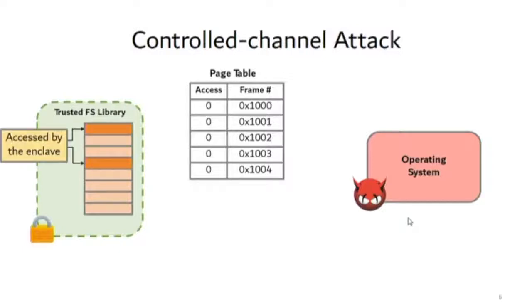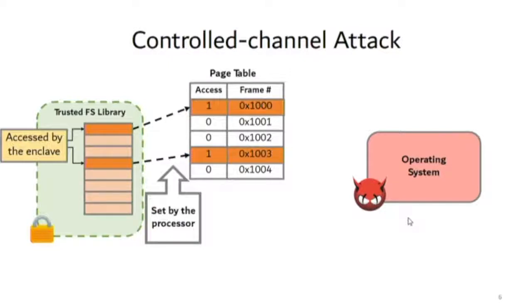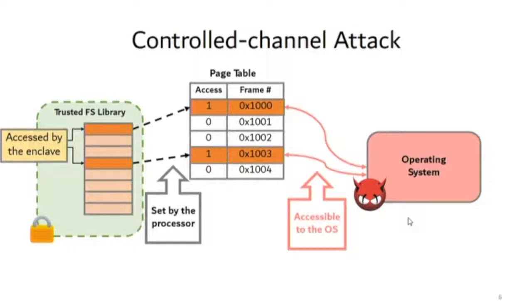What would happen is, let's say the enclave is trying to access certain blocks within this memory region. Implicitly, the processor is going to set the access bit, because that's what the processor does and it's required for a lot of optimizations. So in the page table, it is going to set the access bit on that specific frame, saying this frame was accessed by this enclave process. It is set by the processor, but again, the operating system, being all-powerful, can view the page table, so it knows exactly what pages were accessed.